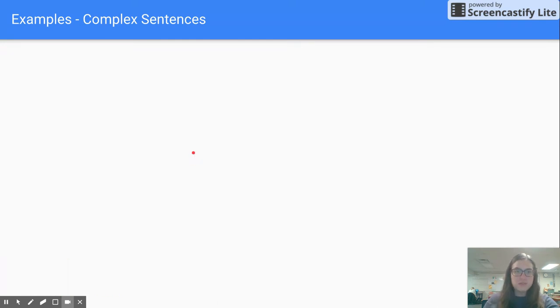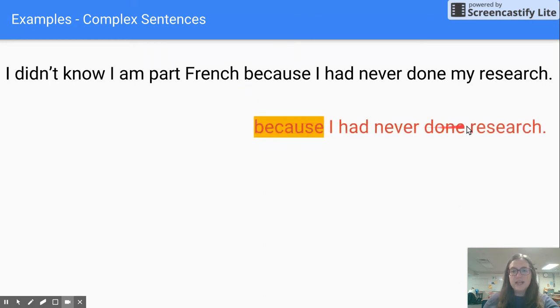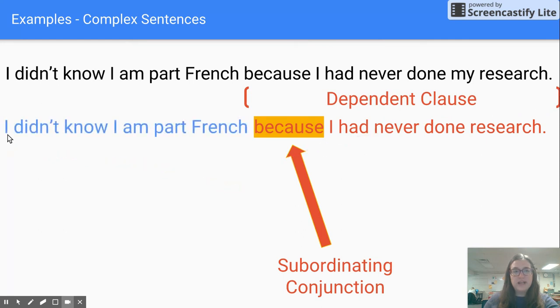All right, this next one is written in a bit of a different order. I didn't know I'm part French because I had never done my research. Now, there isn't a handy-dandy comma to help you know where to separate this one out, so you kind of have to use the words as the clue. Because I had never done my research. Because, in this case, is the subordinating conjunction. Because I'd never done my research, what? This is a dependent clause. And then we've got, I didn't know I'm part French. This actually isn't a simple sentence, but it is a sentence that could stand on its own. So this is the independent clause.